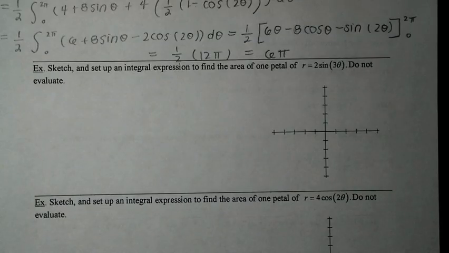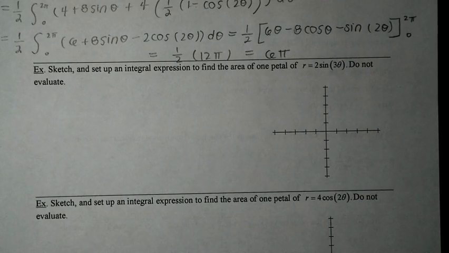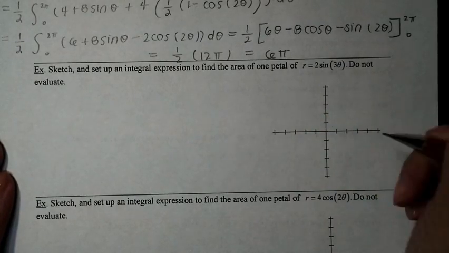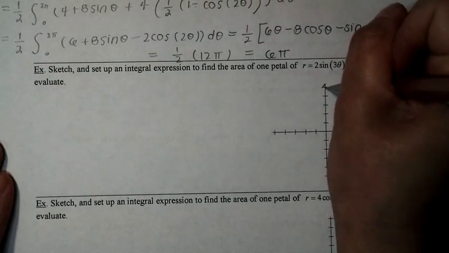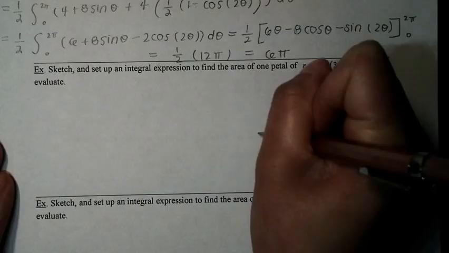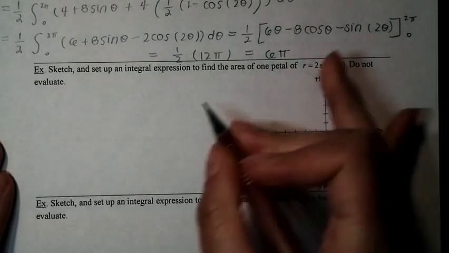So in this example, you also need to sketch and set up the integral expression to find the area of 1 petal of r equals 2 sine of 3 theta. Do not evaluate. Okay, so please note that here you only need to set up the expression. Okay, remember that we are in the polar plane: 0, pi over 2, pi, 3 pi over 2, and we're back to 2 pi.